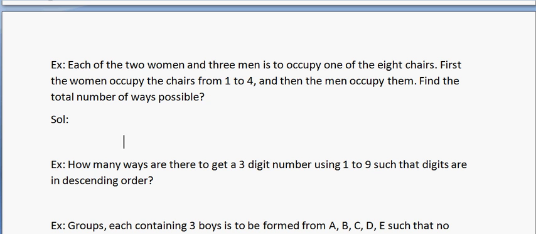So let's do it. First the women occupy 1 to 4 chairs. So it would be 4C2 into 2 factorial, or you can write 4P2, multiplied by how much? What are the left number of chairs? They are 6. So it would be 6P3. So this would be the answer. Whatever the answer is, that would be the answer.